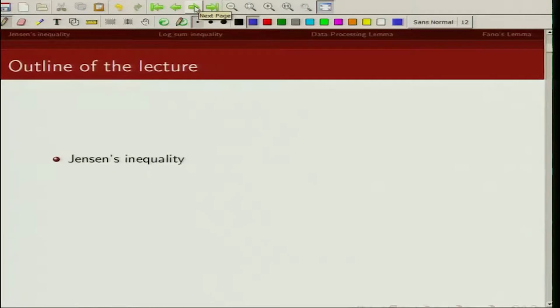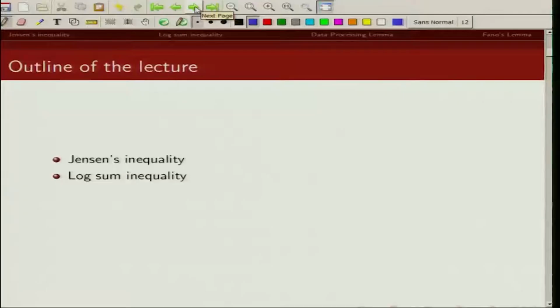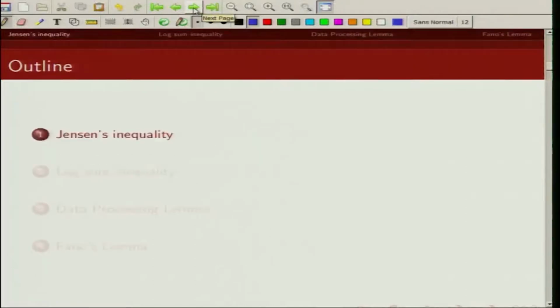In particular, we will talk about what is Jensen's inequality and how this is used to find whether a function is concave or convex. We will talk about log sum inequality and we will show one example of how we can use log sum inequality to prove concavity or convexity of a function. Next we will talk about data processing lemma, and finally we will talk about Fano's lemma. So this lecture will talk about these inequalities and lemma. So let's start with Jensen's inequality.